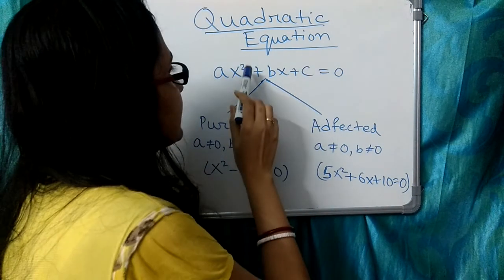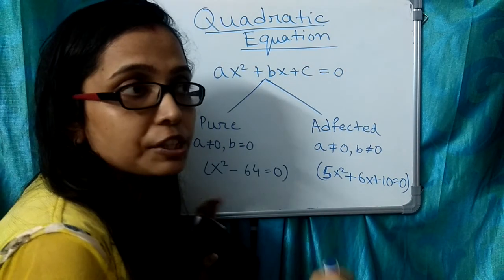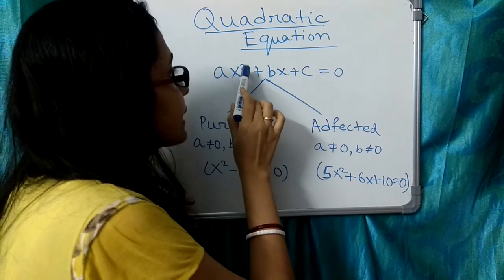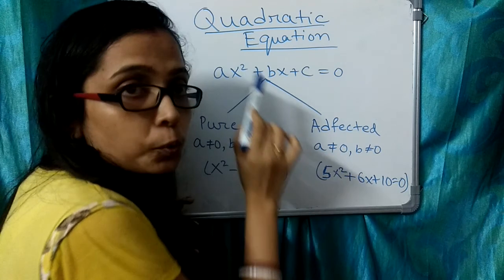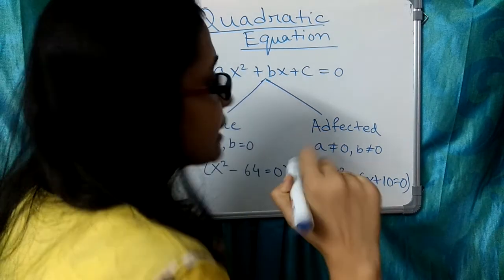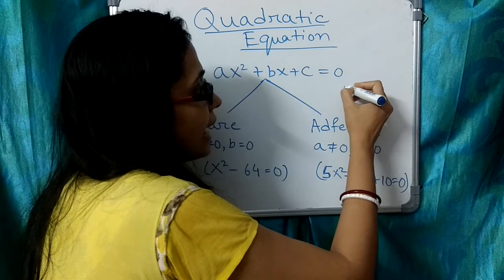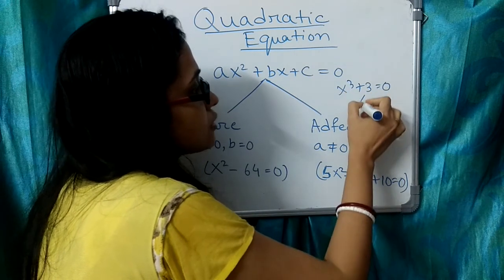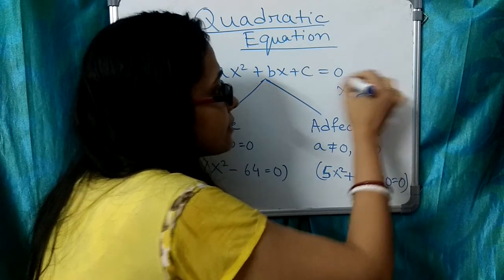But the main condition for identifying a quadratic equation is that the highest degree of the variable must be 2. That means if in any question or any equation it is given that x cube plus 3 is equal to 0, then it is not at all a quadratic equation, because the highest degree is 3.